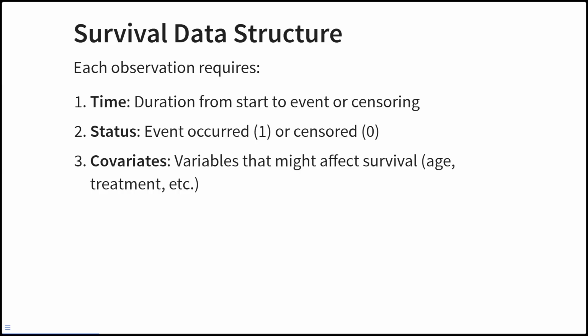Then the third factor is covariates. These are usually variables that might affect survival. Patients might survive based on various factors. We have age, we have treatment, we have race, and other factors that can be used in your data. These are referred to as covariates, and they are variables that might affect survival. So these are the 3 conditions that your data need to meet for you to consider using survival analysis.